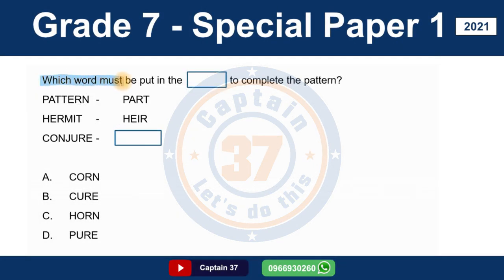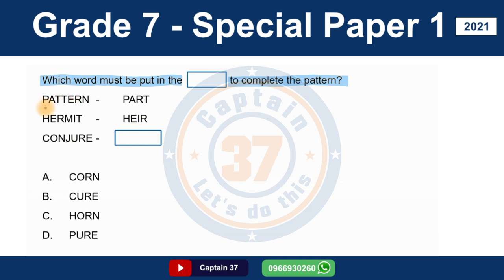Which word must be put in this box to complete the pattern? The words we are given that make up the pattern are pattern, pat, hermit, hair, conjure. We need to find out what word is going to be here.